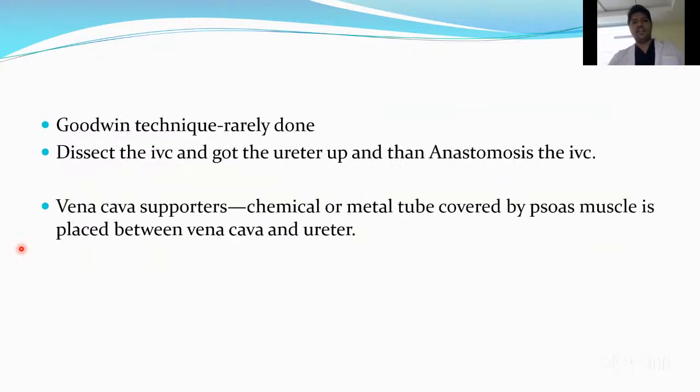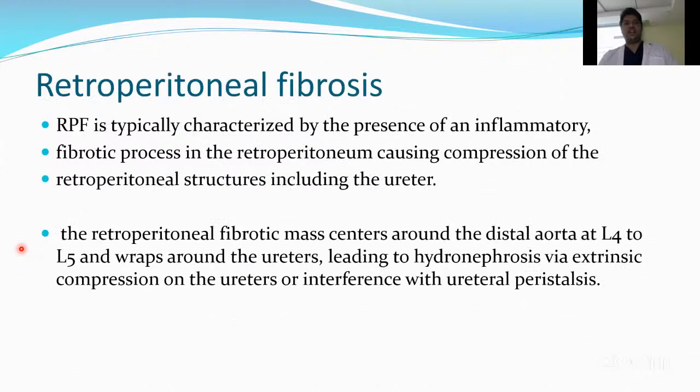The Goodwin technique is rarely done. In this technique, dissect the IVC, take the ureter up, and then anastomose it in front of the IVC. Vena cava supporters, a chemical or metal tube covered by psoas muscle, are placed between the vena cava and ureter.